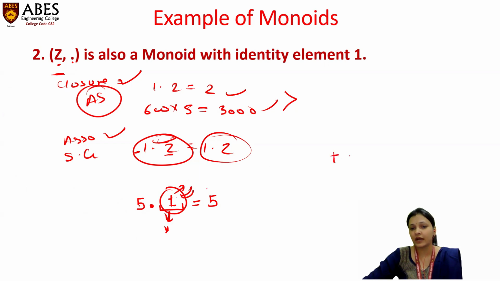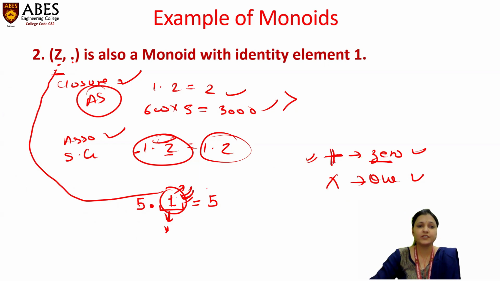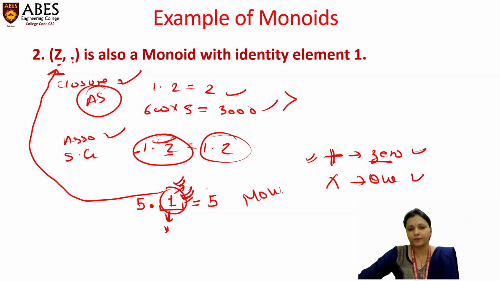So for multiplication, the identity element is always 1. In the last case, we have seen the identity element is 0. So for addition, the identity element is always 0. For multiplication, the identity element is always 1. So here the identity element is 1. Now we will check whether 1 belongs to the set of integers or not. Yes, we know 1 is an integer. 1 is in this set. So this is a monoid also.